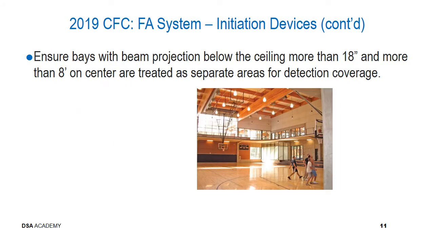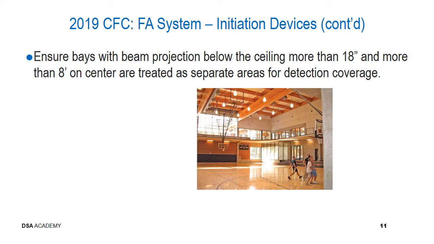Ensure that bays with beam projection below the ceiling more than 18 inches and more than 8 feet on center are treated as separate areas for detection coverage. Bays not meeting these dimensions may often be considered as one bay by the designer, which is incorrect.